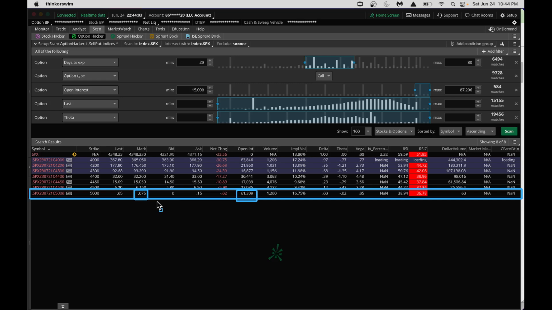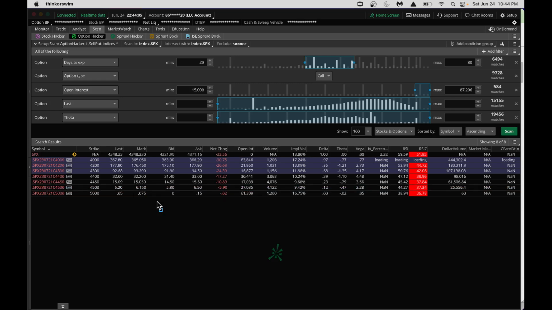And then we've got a few more things here. At 4,500 there's a good amount of open interest. And we've got one more right here, 30,000 at 4,400. Folks are betting the market might go above this level. There's a lot of money here also.